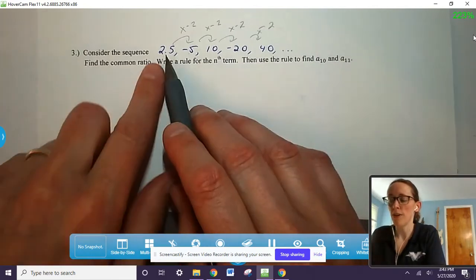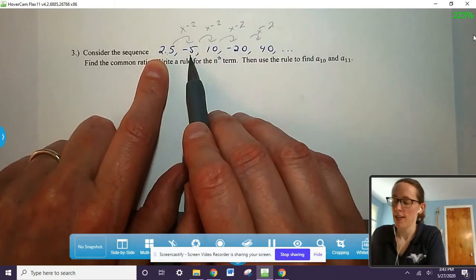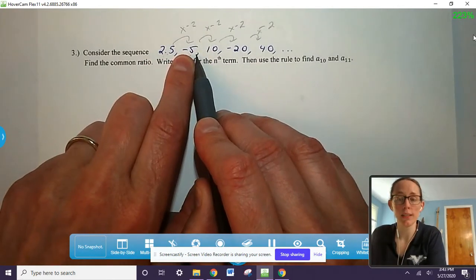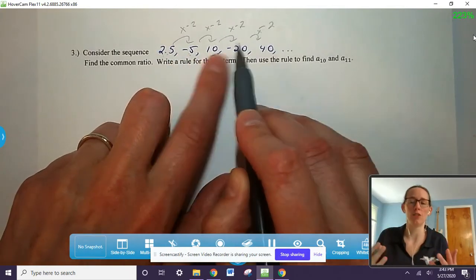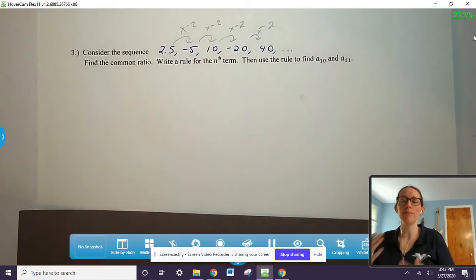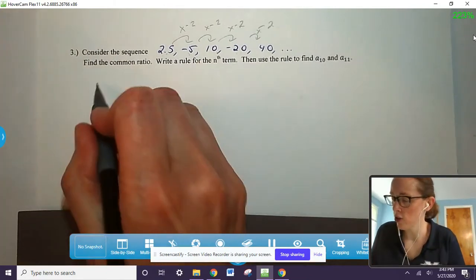This times -2 is -5. It's working. -5 times -2, it is 10. It's working. 10 times -2 is -20, and so on. So you can always pause for a moment and make sure the common ratio that you found is correct.